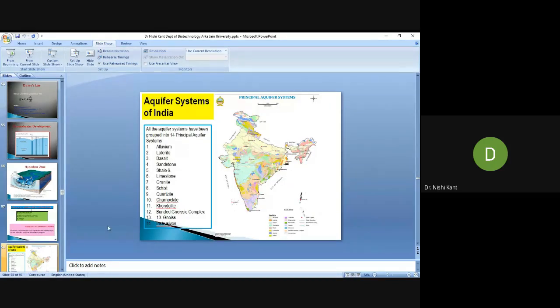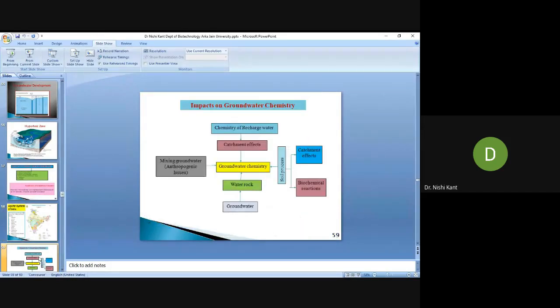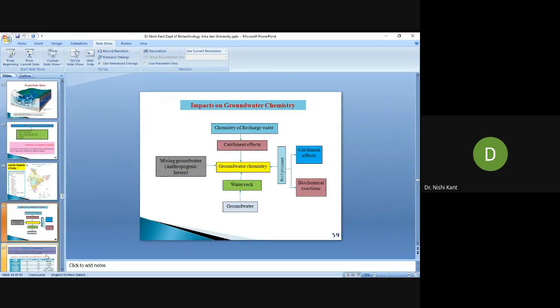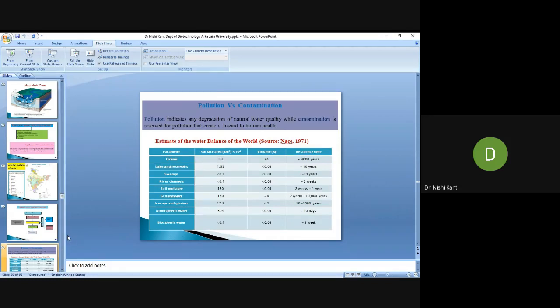This is the 14th principal aquifer system. Impacts of groundwater. Pollution versus contamination: pollution indicates any degradation of natural water quality, while contamination is a result of pollution that creates hazards to humans. This is the estimated water balance of the world, which shows the surface area and the parameters of the water.